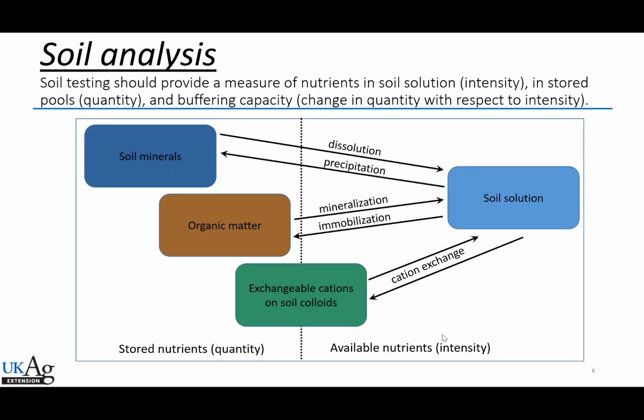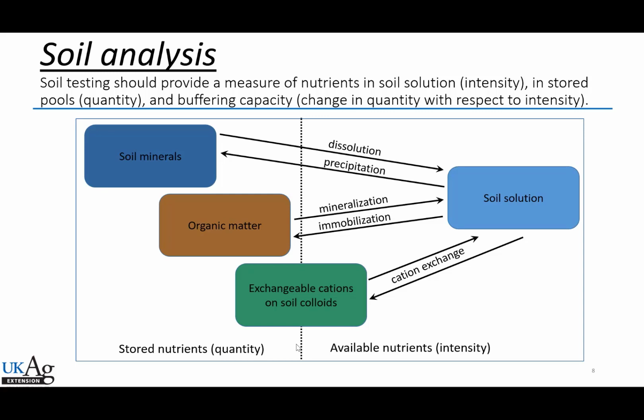When you do a soil test, when you have a soil analysis, the soil testing should provide a measurement of the nutrients in the soil solution, so what's immediately available to the plant. We refer to that in the quantity intensity world, which we described in the previous episode. That intensity is what's available to the plant immediately in the soil solution. And then there's these different kind of stored pools, with soil minerals being the long-term storage, organic matter being a medium-term storage, and the exchangeable cations or anions on soil colloids. Those are the stored, the really immediately available.